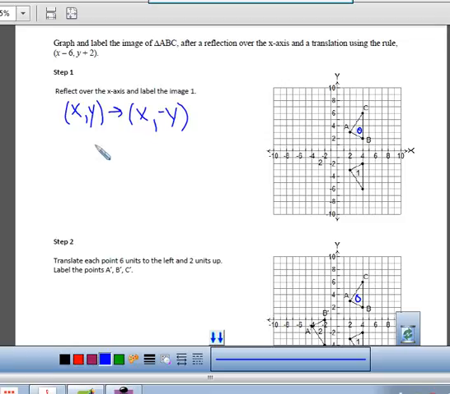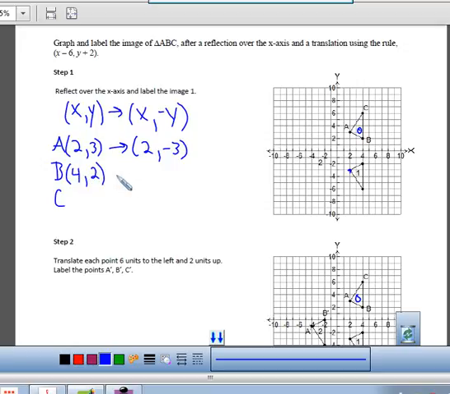Alright, so let's talk about our points. So we have points A, B, and C. Point A is (2, 3). And I'm reflecting over the x-axis, and when I do, it becomes (2, -3). And that's this point here. Point B is (4, 2).